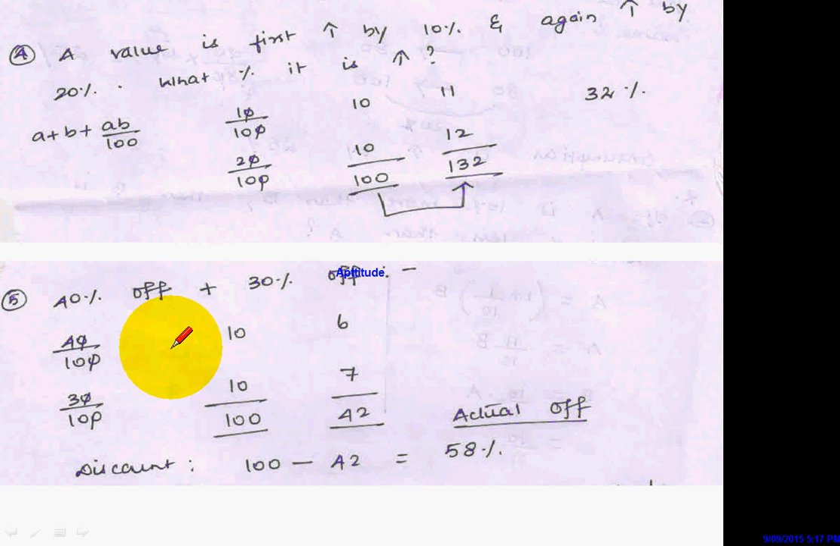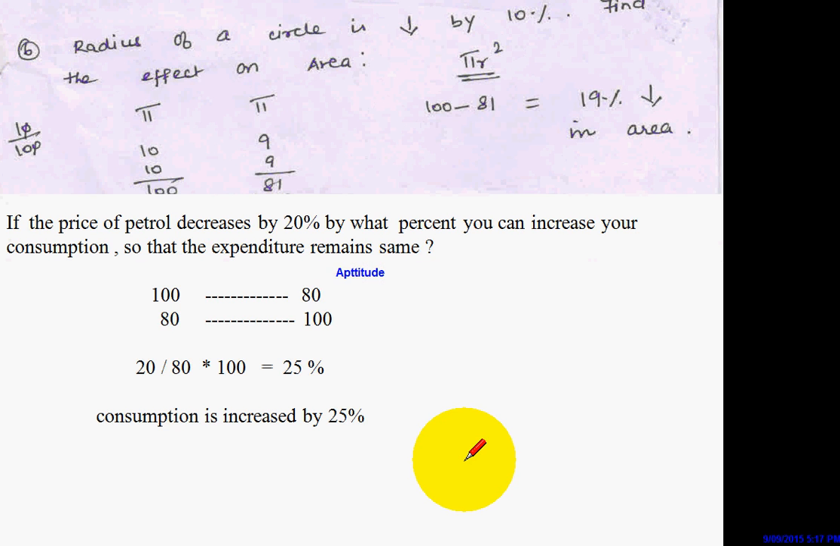The actual offer is 40 by 100, simplify it, 10 minus 4. Since it is off, that is a discount, you have to subtract, please do remember that one. So 10 minus 4, it is 6, and 30 by 100, it is again 10, 10 minus 3, it is 7. Try to find the product, 42, and the difference is 58%, and the actual offer offered by the particular mall is 58%.